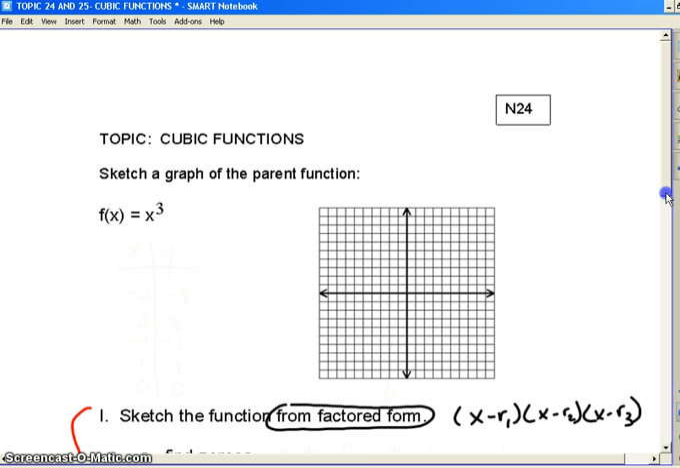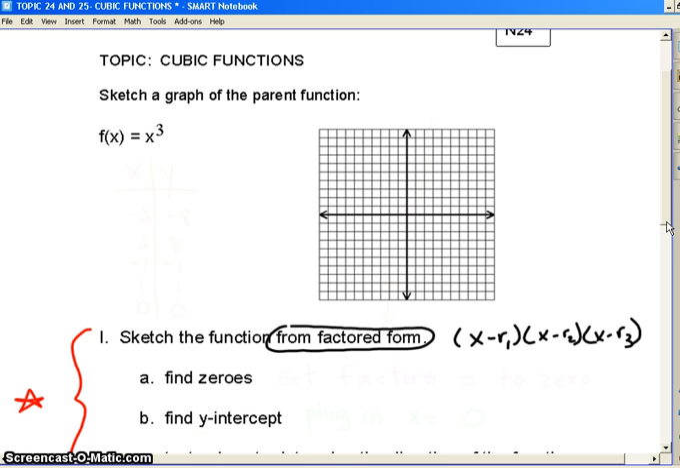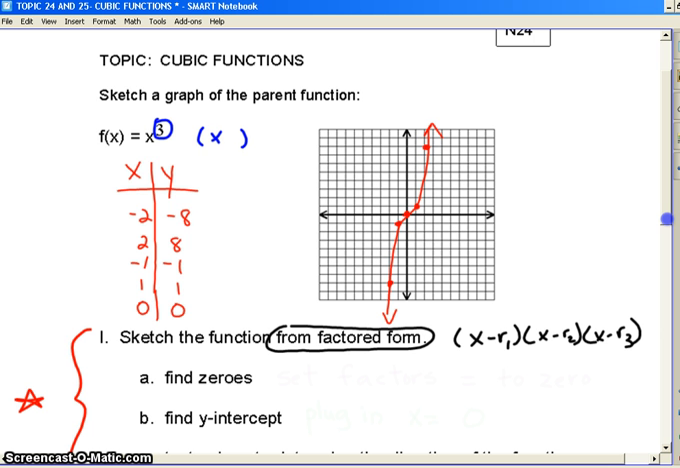Okay, example 1, you need to know what the graph, the parent function, looks like for x cubed. Okay, here's what it looks like. Okay, this is a graph you must have memorized. Since my function is cubed, that means that I'm going to have 3 roots: x minus r1, x minus r2, and x minus r3. Anytime your largest exponent is a 3, you're going to have 3 roots.